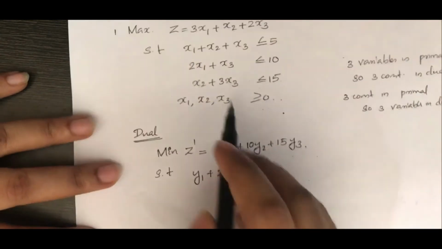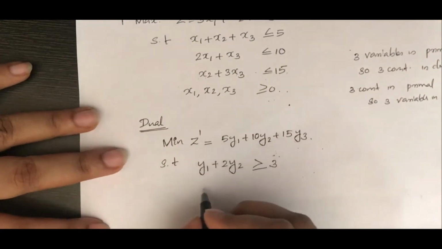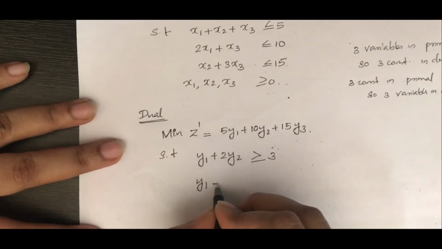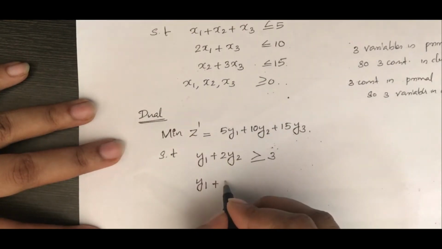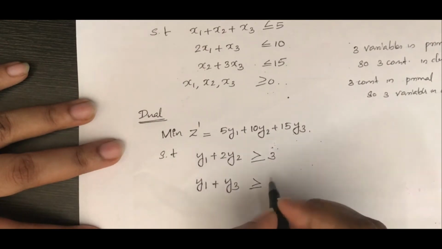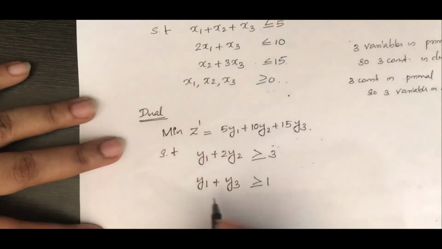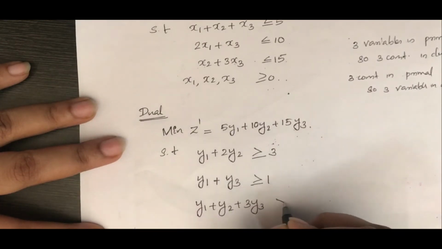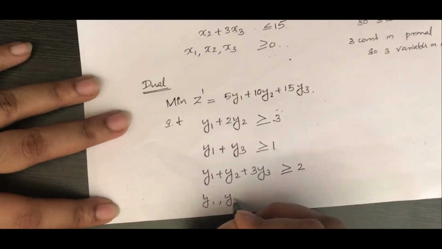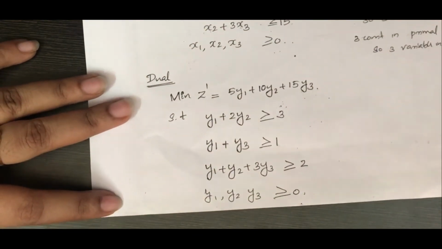3. Second, x2: 1, 0, 1, that is y1 plus 0y2, no y2 term, then y3 greater than or equal to 1. Last, x3: 1, 1, 3. y1 plus y2 plus 3y3 greater than or equal to 2. Last constraint, y1, y2, y3 greater than or equal to 0.